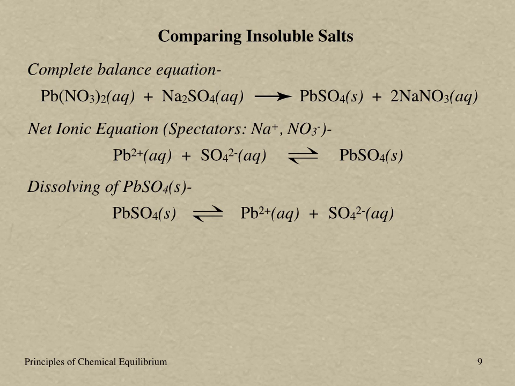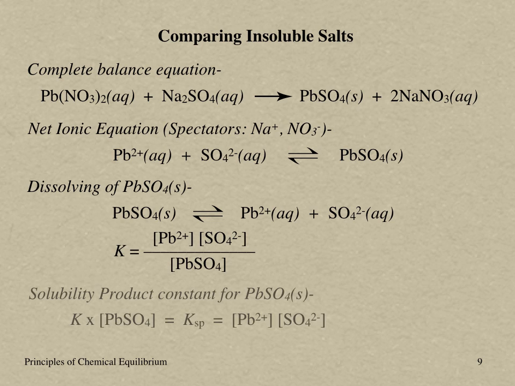The equilibrium constant for this reaction is shown, but since the concentration of a solid does not change and is constant, it can be combined with the equilibrium constant to form a special equilibrium constant, which is called the solubility product constant, or KSP. The KSP for PbSO4 is equal to the algebraic product of the concentrations of Pb2+ and SO4 2-.